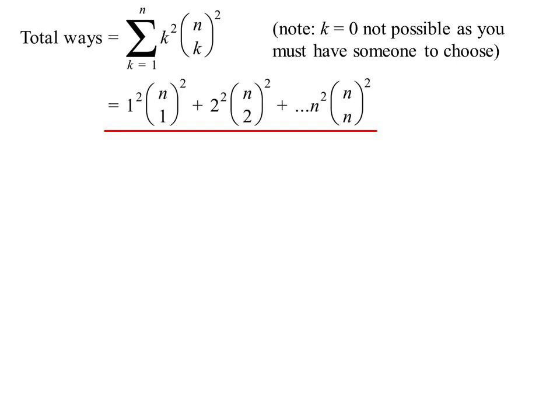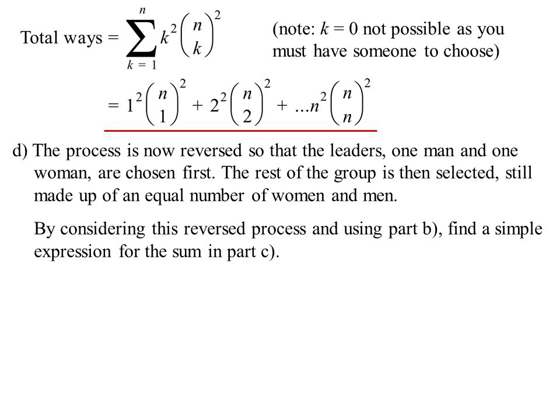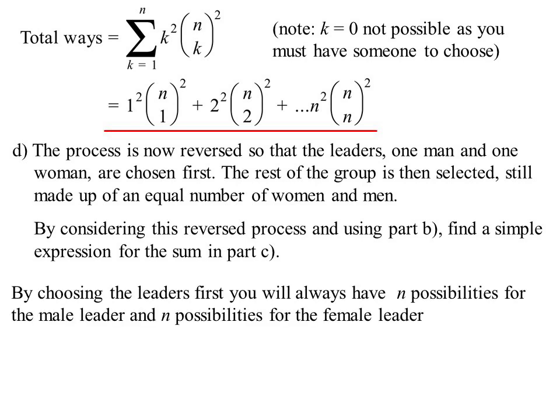But then they kept going. The process is now reversed. So the leaders are chosen first, and then the rest of the group is selected. Now let's find an expression. So we choose the leaders first. So we don't know who the leaders are, we're going to pick them. But we've still got n men and n women. So there must be n possibilities for the leaders, both the men and the women.